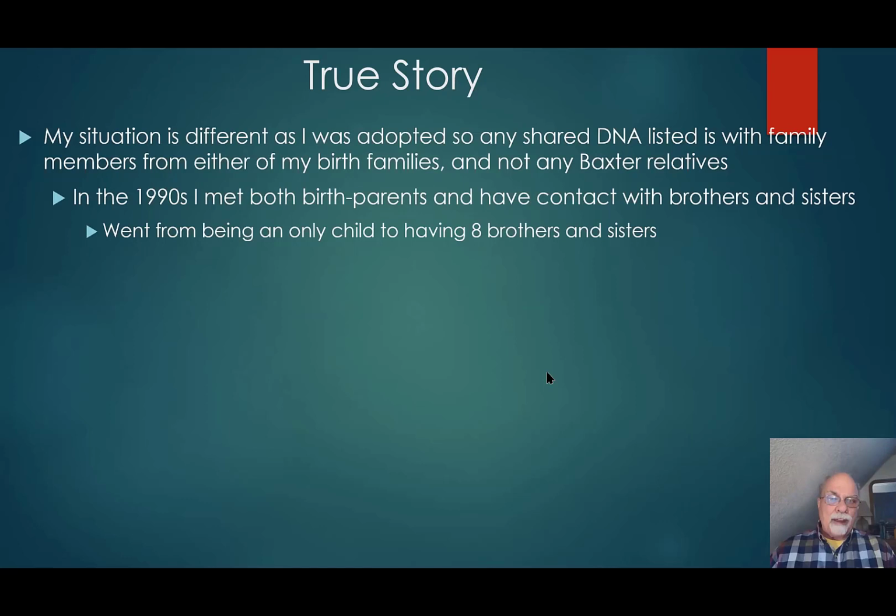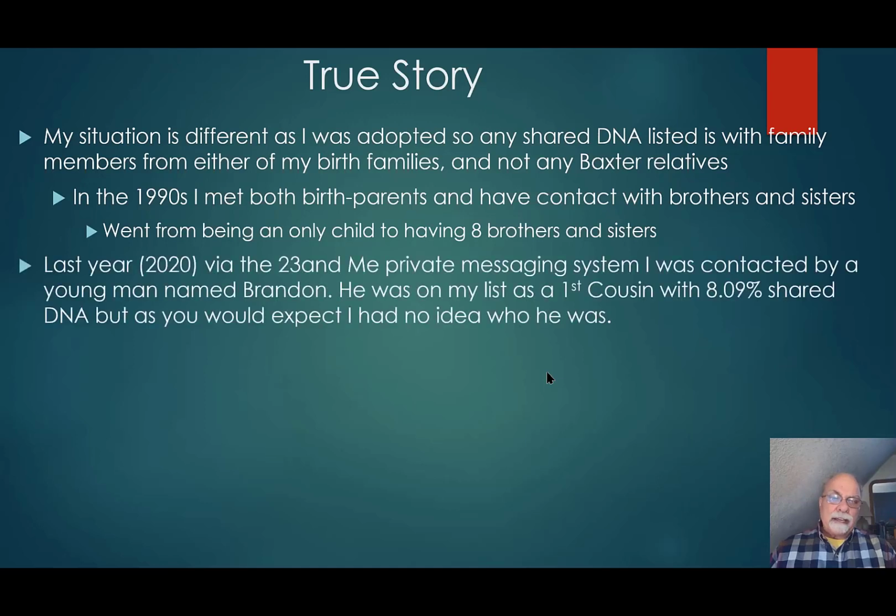So I'm pointing out that my situation is different because I was adopted. So none of the information is going to relate to any of my Baxter relatives. But in the 1990s, I actually met my birth parents and have had contact over the years with brothers and sisters. So I went from being an only child to having 8 brothers and sisters. Now, last year, on 23andMe, I got a private message from a young man named Brandon. He was on my list as a first cousin, about 8% of shared DNA, but I had no idea who he was.